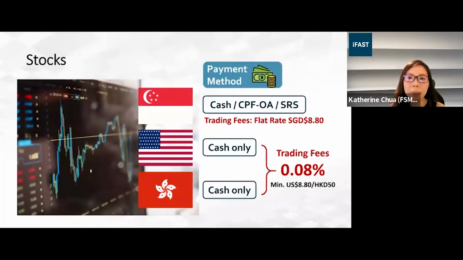So on the FSMOne platform, you can trade in stocks that are listed in Singapore, Hong Kong, and also the US. And we are definitely proud to say that we have one of the lowest trading fees for SGX. Regardless of your trade size, all clients enjoy a flat trading fee of 8.80 Singapore dollars. For Hong Kong and US markets, the transaction fee is only 0.08%. And for selected SGX stocks, investors can also use their CPF OA or even SRS to invest.